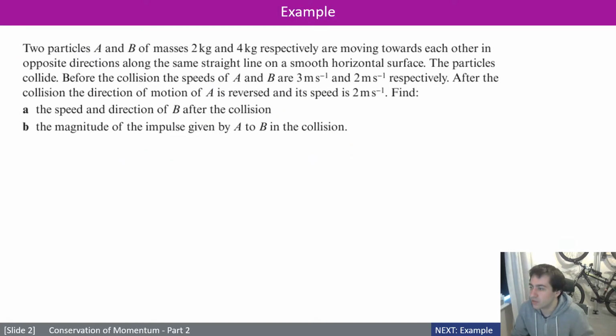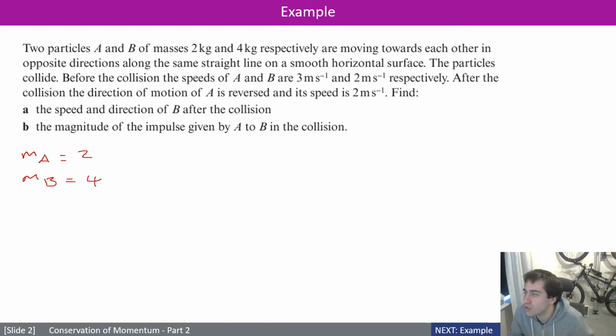Okay, so let's look at our first example. Two particles A and B of masses 2 kilograms and 4 kilograms respectively. Let me note that down first. So I want us to make sure we're getting used to a sensible way of notation. So let's call it MA and MB rather than 1 and 2. So MA is 2, MB is 4.